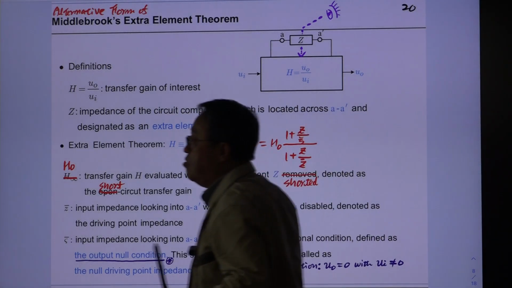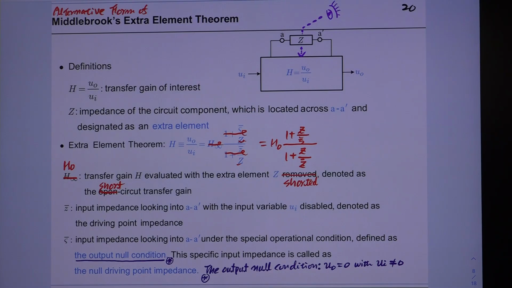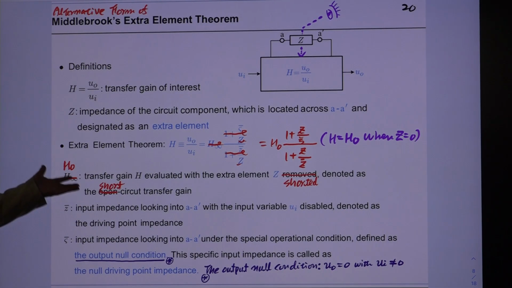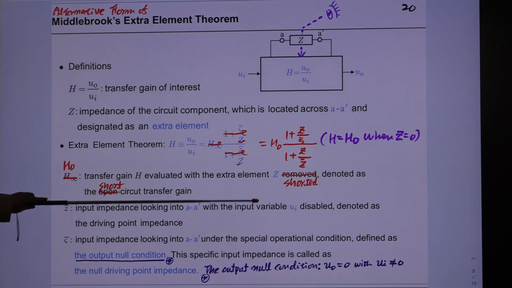All right? So H becomes H0 when G is 0. So when this thing is 0, it becomes 1, then H and H0 will be the same. Okay? So this one may make sense. Otherwise, something is wrong. All right? And H0 is the transfer function H evaluated with extra element G shorted. Okay? It is called the short circuit transfer function.